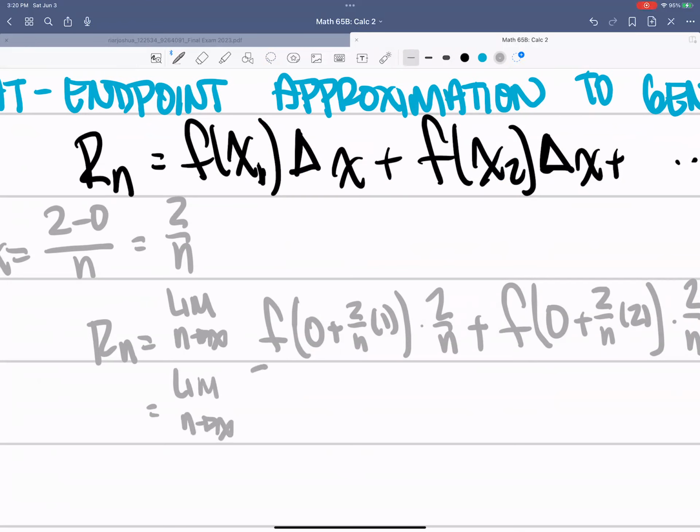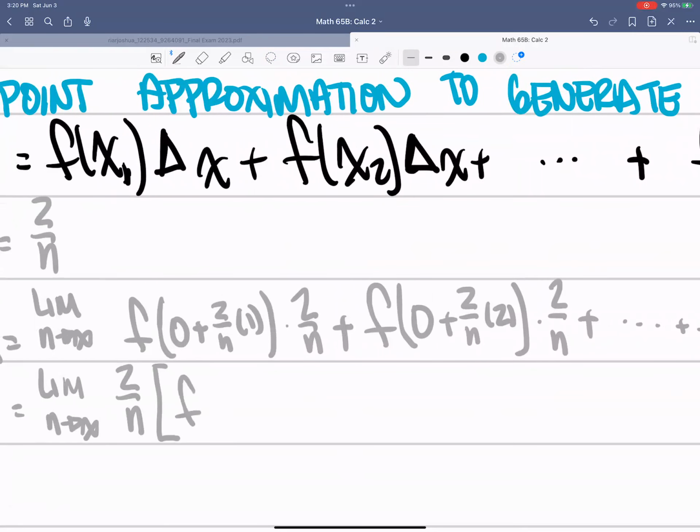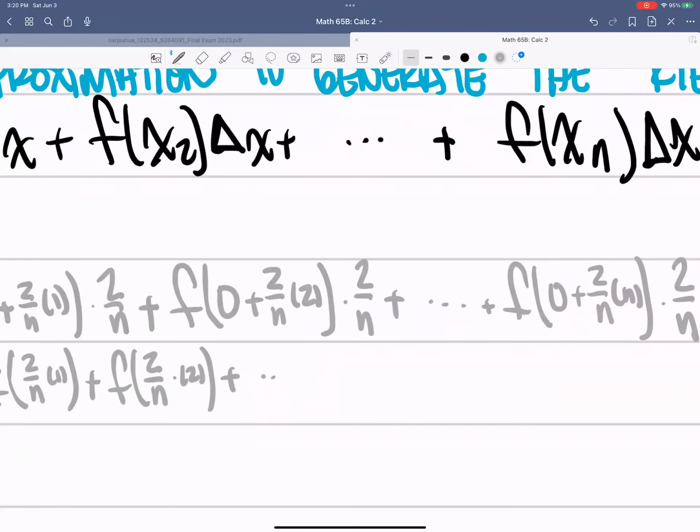Let's factor out that 2 over n. So 2 over n was being multiplied to all of those. Here, what we have is f of 2 over n times 1 plus f of 2 over n times 2. And we keep going, f of 2 over n times n. Let's see.